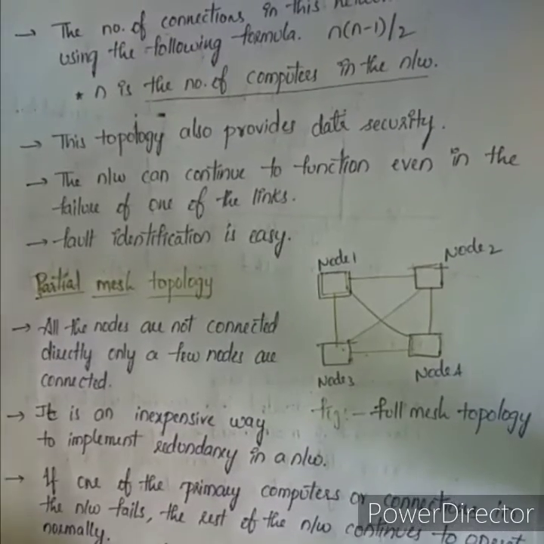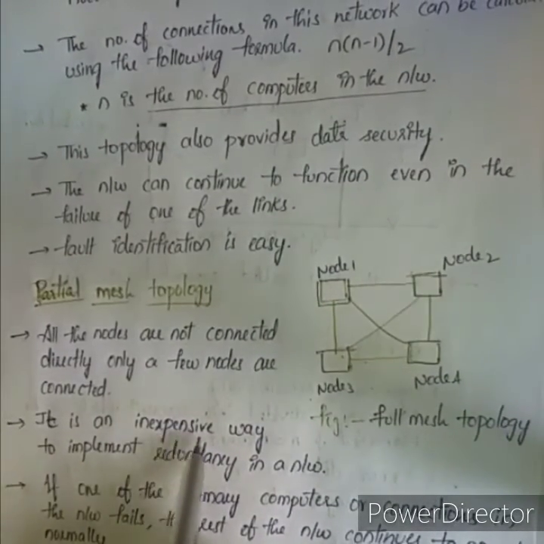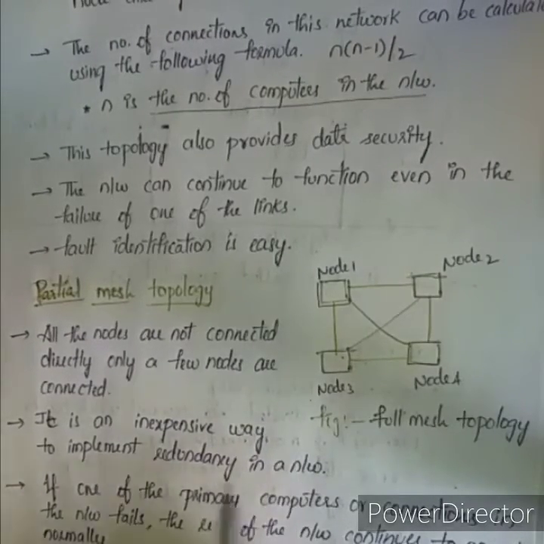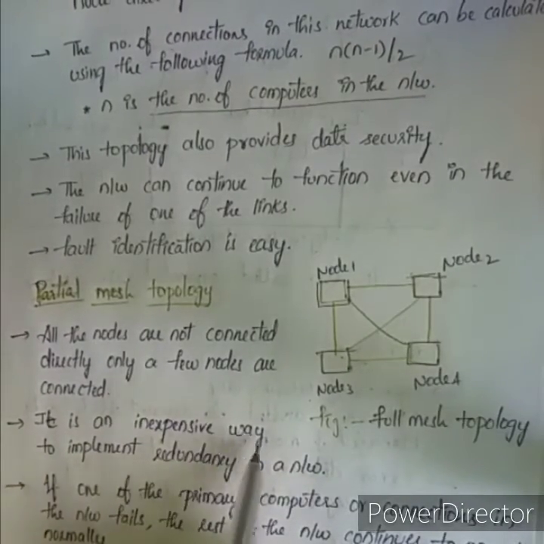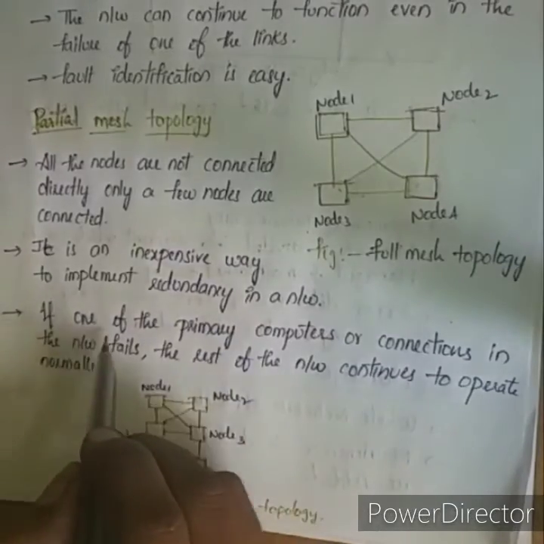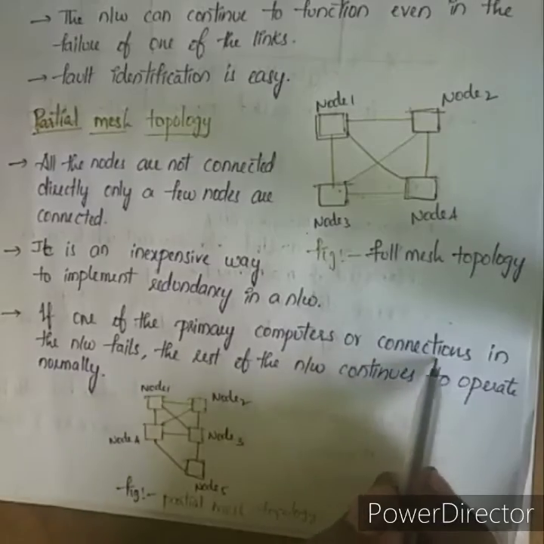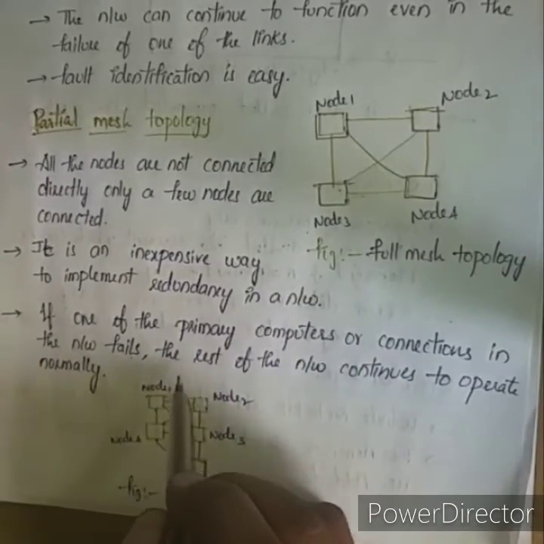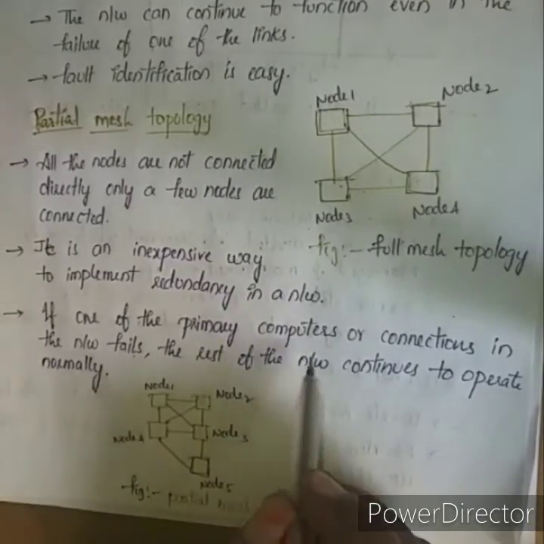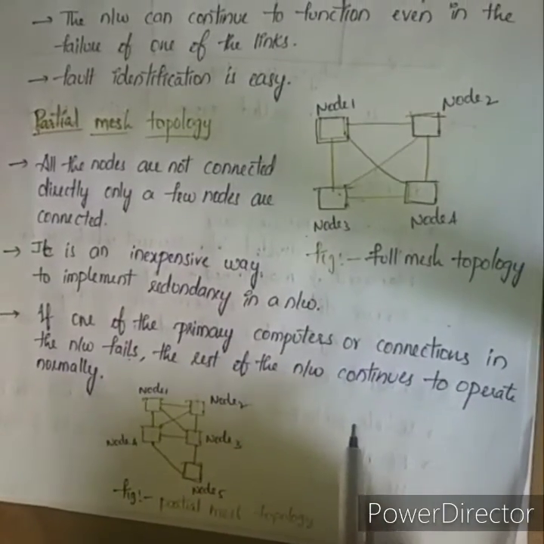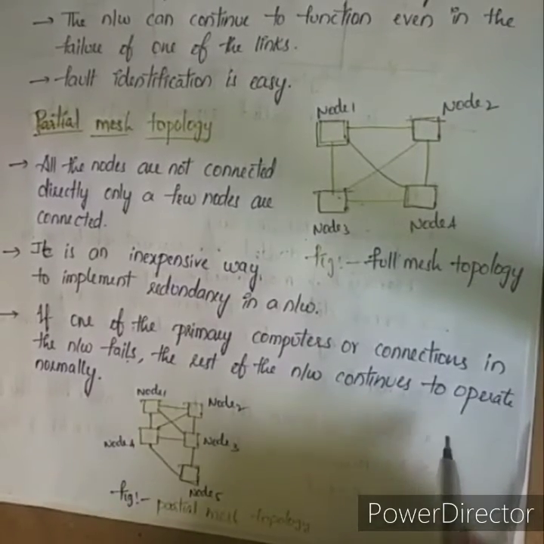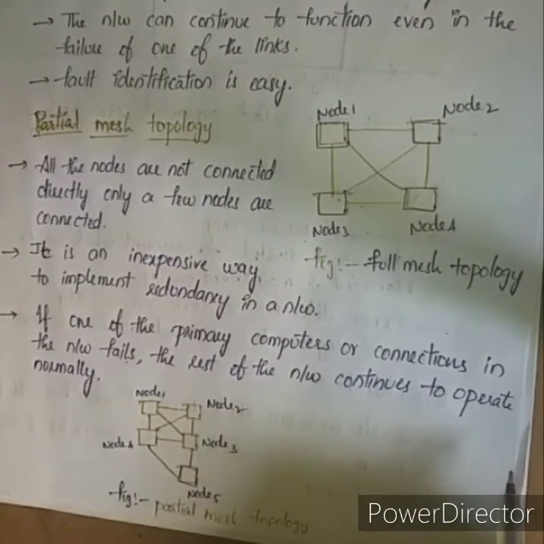It is an inexpensive way to implement redundancy in a network. If one of the primary computers or connections in the network fails, the rest of the network continues to operate normally. If one of the connections fails, then the other connections will continue the data transmission normally.